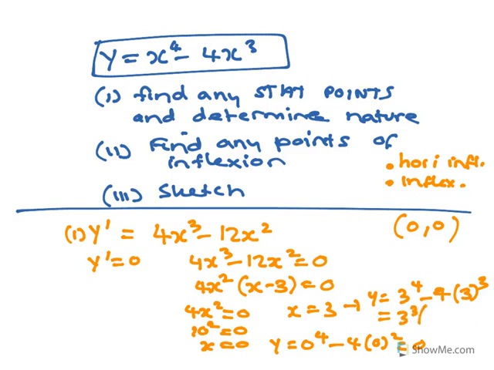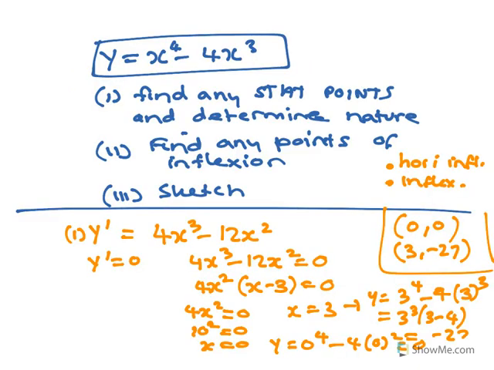So that's, I'm just going to do it like this, I don't need a calculator. It's minus 27. So it's 3, minus 27. Okay, now we're just going to determine their nature. So we have 0, 0, and we have 3, minus 27.